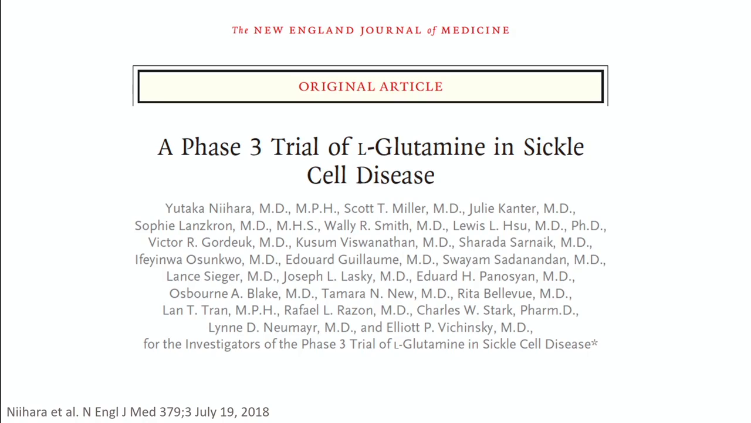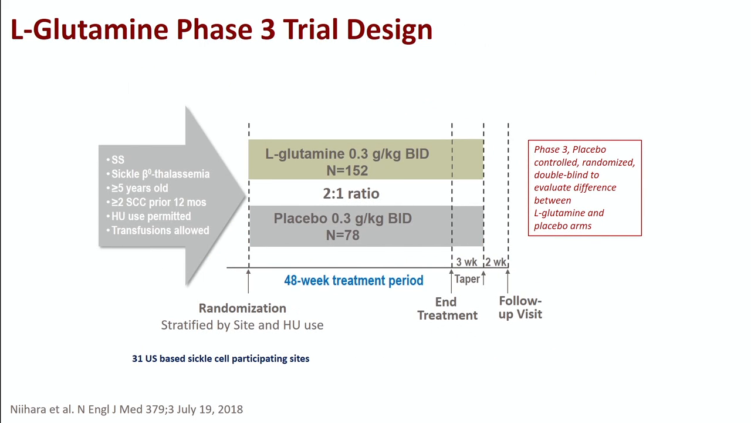The phase three trial was published in 2018, but the drug was approved in 2017. It was studied in a group of 230 children and adults with sickle cell disease. They were randomized in a 2-to-1 ratio to either receive L-glutamine at a dose of 0.3 grams per kg per day, BID actually, versus placebo. And they were followed for a 48-week treatment period with some follow-up time after the end of treatment. It required recruitment from multiple sites around the country. And then in the analysis period, people were stratified by their use of hydroxyurea and also by the site.